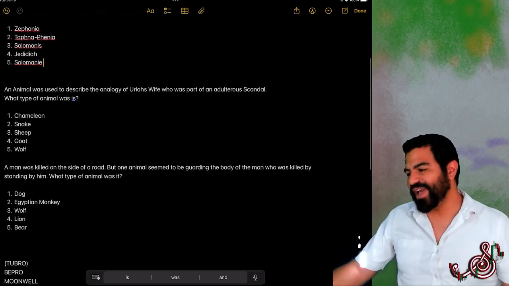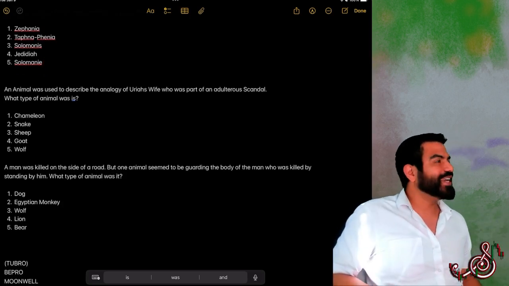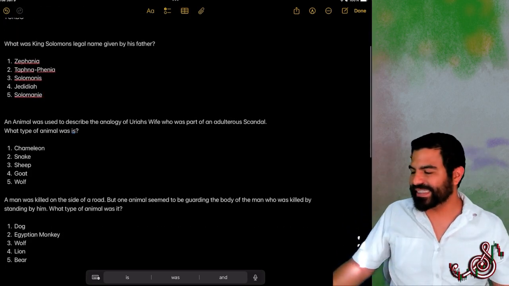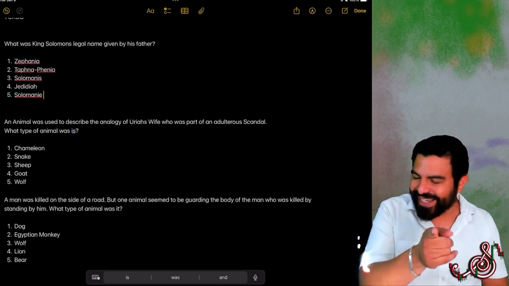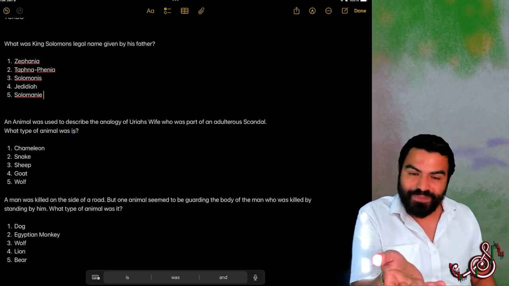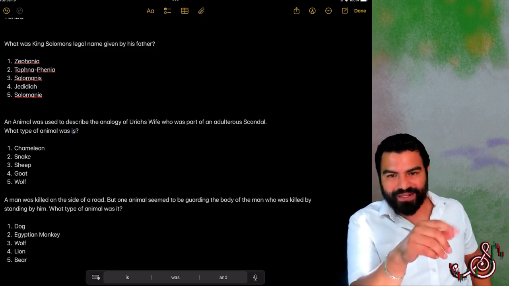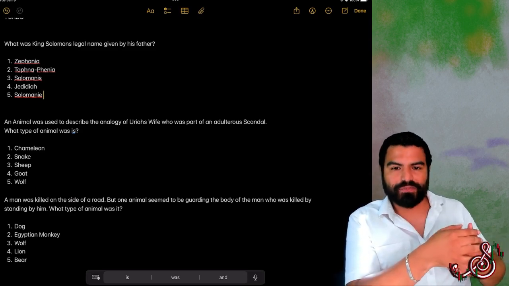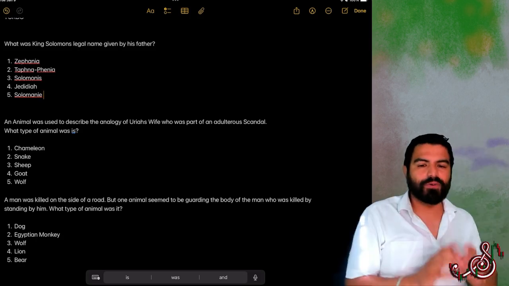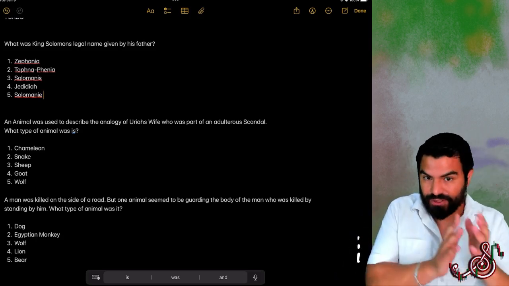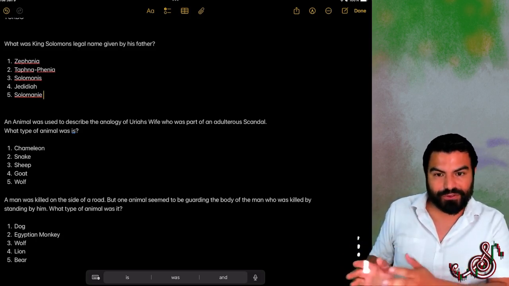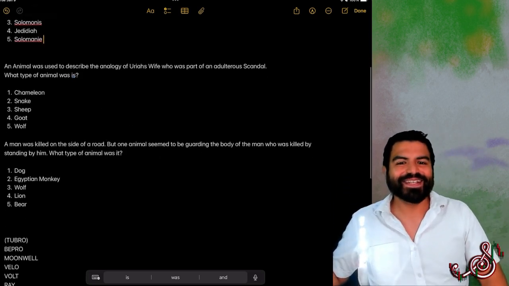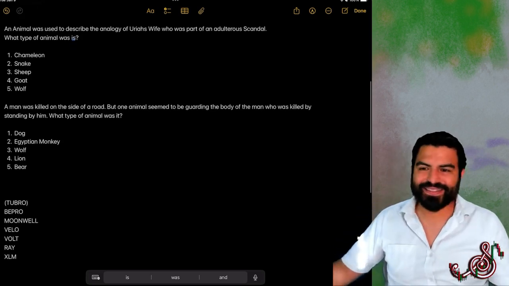Number 2, what type of animal was used to describe Uriah's wife? If you guessed a snake, you are incorrect. The answer, for Uriah's wife, was a sheep. Remember, Nathan said, "You are that man," and he referred to the man who had the sheep. He loved the sheep, treated the sheep as his own daughter. That was the analogy of the animal used to describe the one who took Uriah's wife. It was a sheep. You would never have thought, right? I would have guessed snake if I was guessing. Okay, but I'm not guessing.